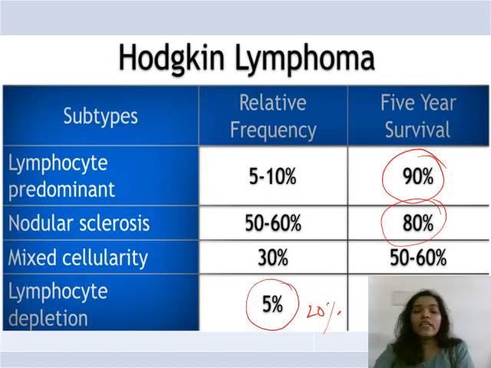And nodular sclerosis type is the most common type of Hodgkin's lymphoma worldwide. When it is asked worldwide, yes, it is the most common lymphoma occurring worldwide, whereas mixed cellularity is most common in developing countries like India. So in India, the most common type is mixed cellularity, and in the world, it is nodular sclerosis type.